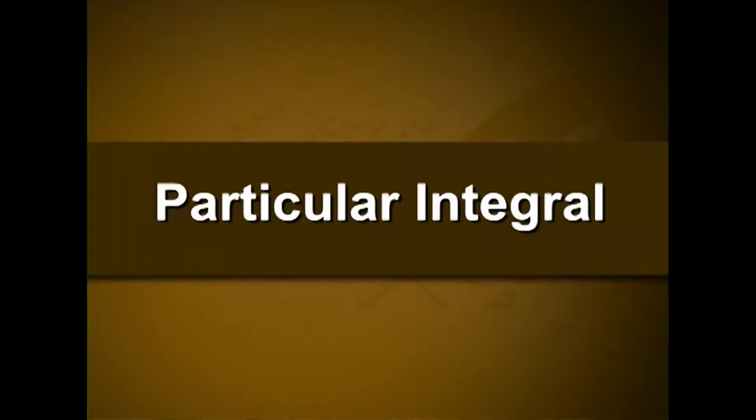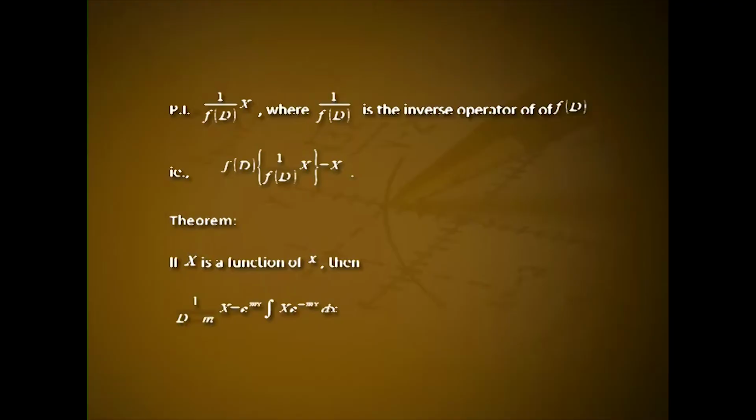Particular integral. The particular integral of the solution is the function which is a particular solution of equation number 1 containing no arbitrary constant. The particular integral depends on the right hand side function and is defined as PI = 1/f(D) of X, where 1/f(D) is the inverse operator of f(D). That is, f(D) of 1/f(D) of X is equal to X.